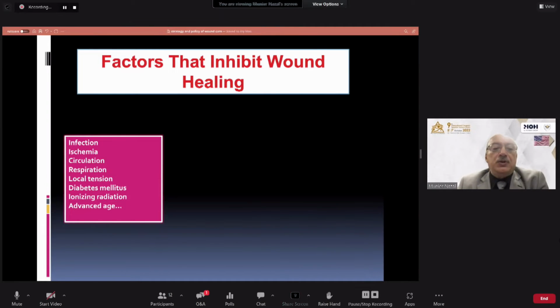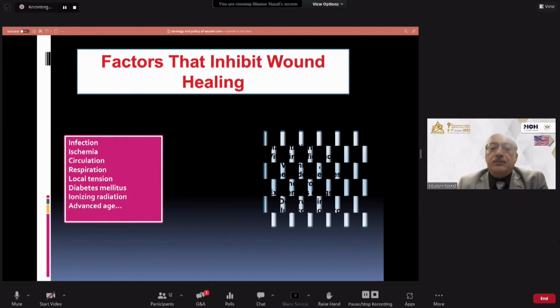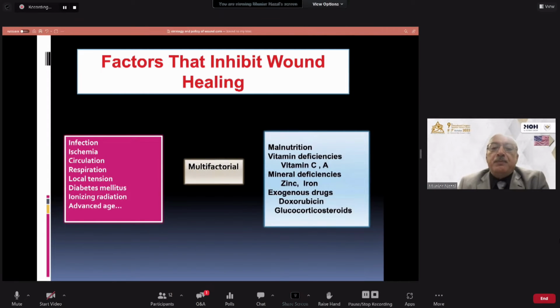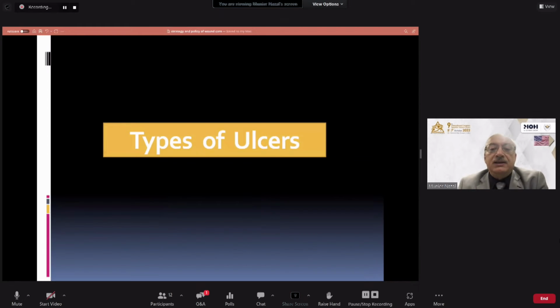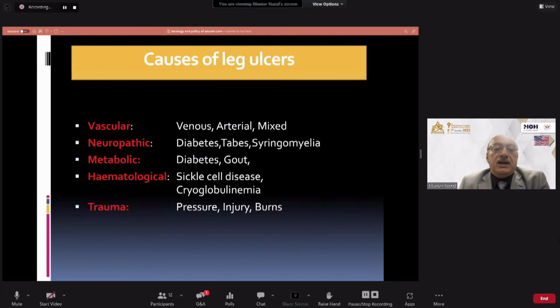There are factors we know that interfere with wound healing. You know all this. But if you look at those factors, it's not only revascularization. It's a lot of factors interfering with wound healing. So it is multifactorial at least. You know very well, like I do, there are different types of ulcers. Not all ulcers are made the same.